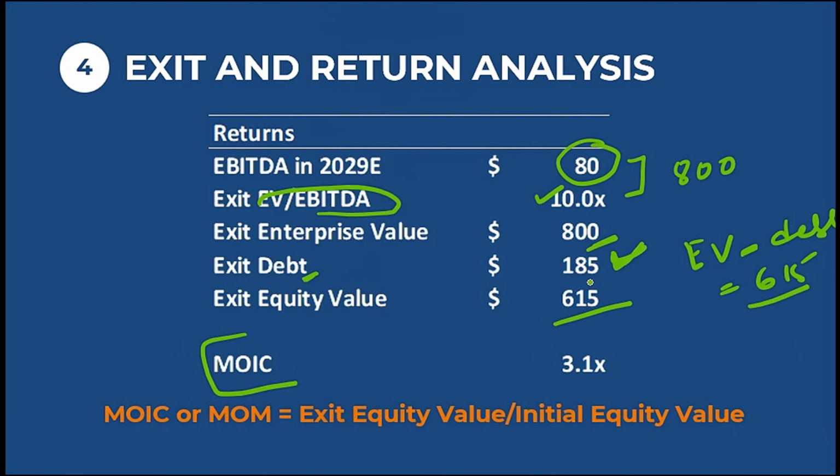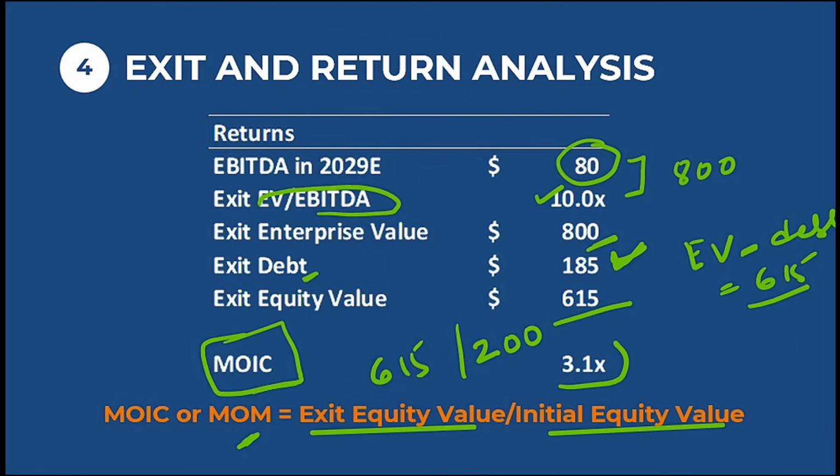Now let's calculate a MOIC number, which is known as multiple on invested capital. So it's nothing but your exit equity value divided by initial equity value. Your exit equity value 650, and your initial equity value, which you remember, is 200. So you get 3.1x. This is also known as multiple on money.